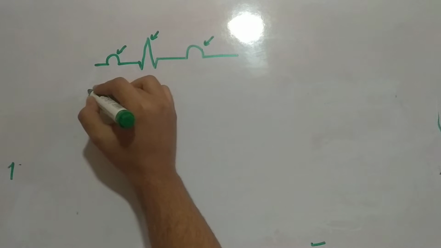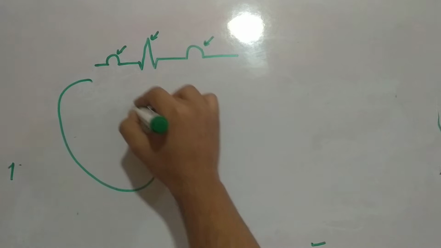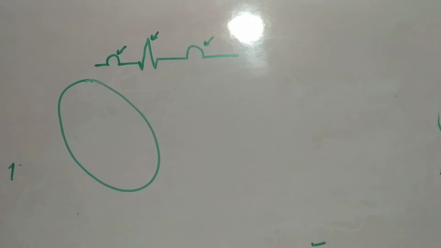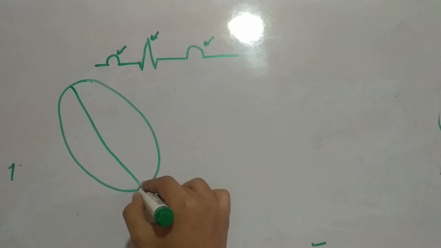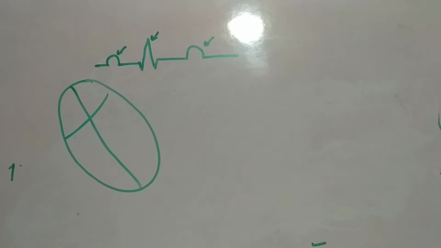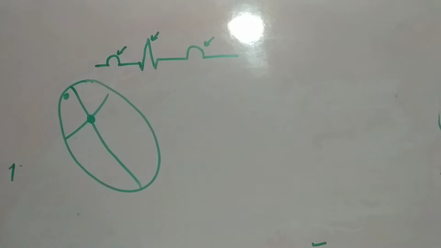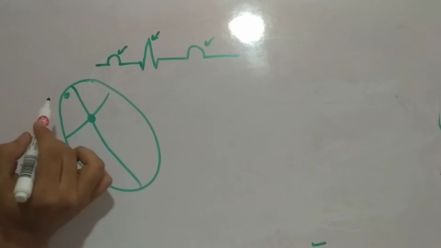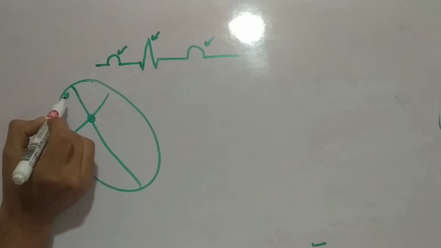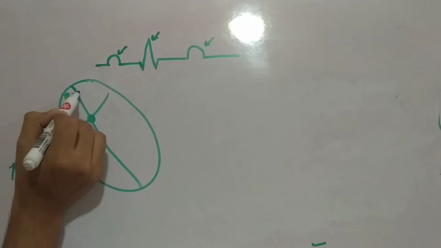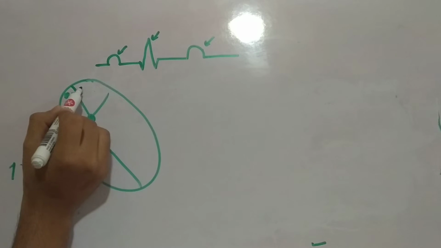Suppose this is your heart, okay, and here is your SA node and here is your AV node. Let me also use another marker. So when the electrical impulses are generated in the SA node, they will gradually propagate through the atrium, isn't it?